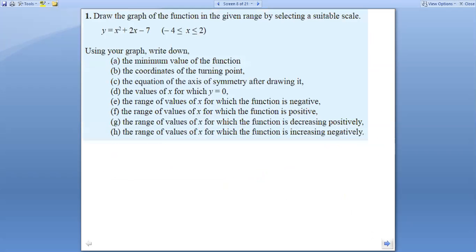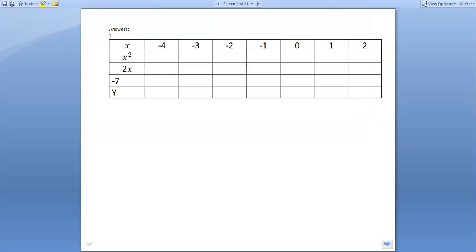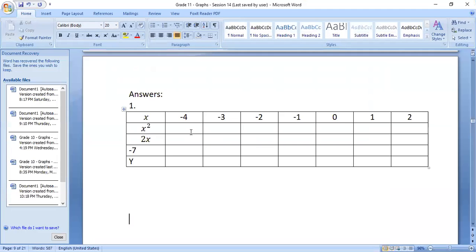Okay, now let us draw the graph of the function in the given range. By selecting a suitable scale, they have given the x values as -4 to +2. The function is y equals x squared plus 2x minus 7. To do this, first we have to prepare a table of values. We'll do that.